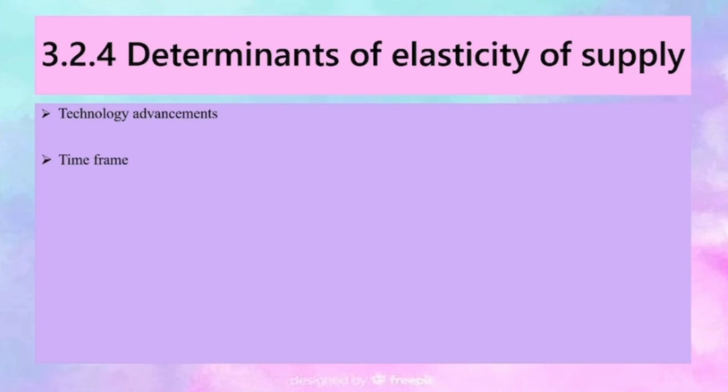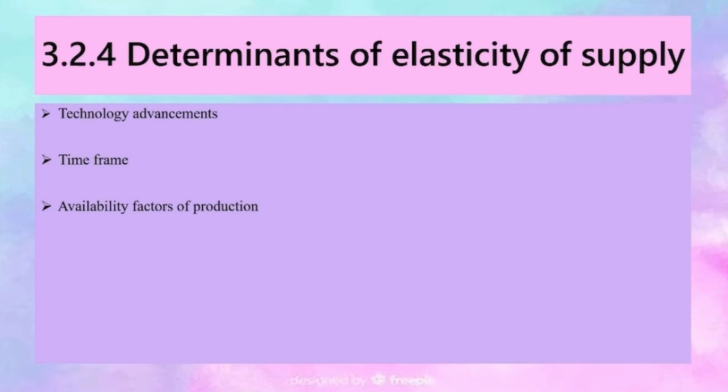Then, the number 2 is time frame. Time is the most significant factor which affects the elasticity of supply. If the price of a commodity rises and the producers have enough time to make adjustment in the level of output, the elasticity of supply will be more elastic. If the time period is short and the supply cannot be expanded after a price increase, the supply is relatively inelastic.